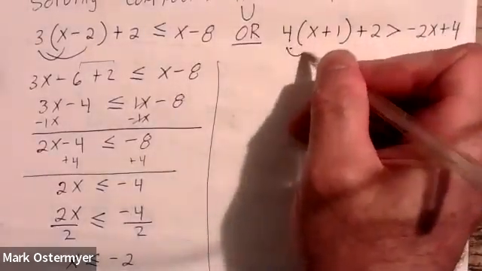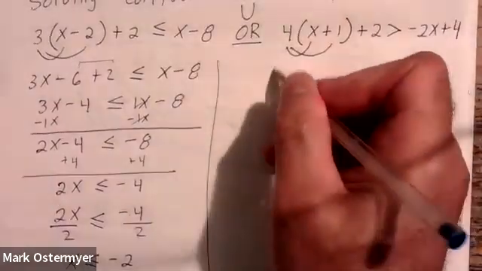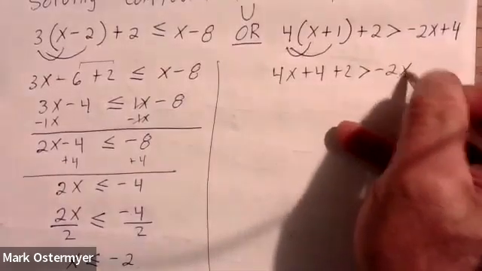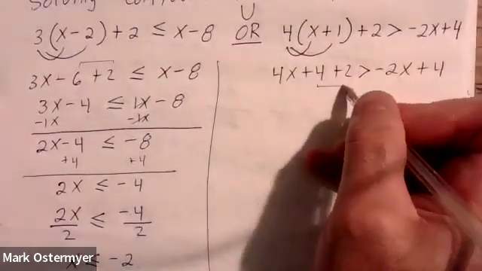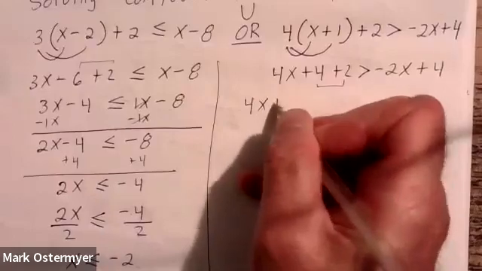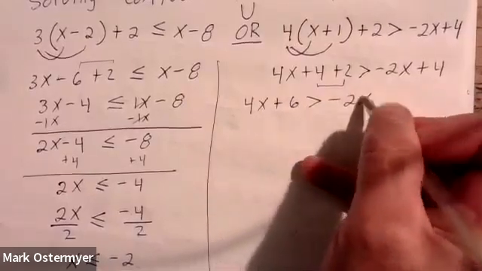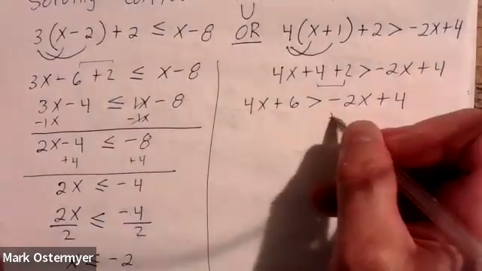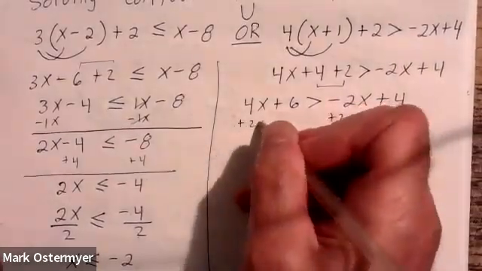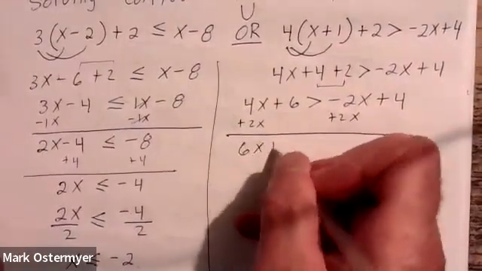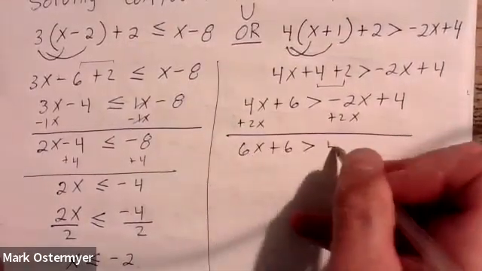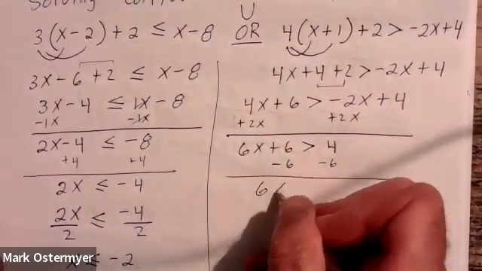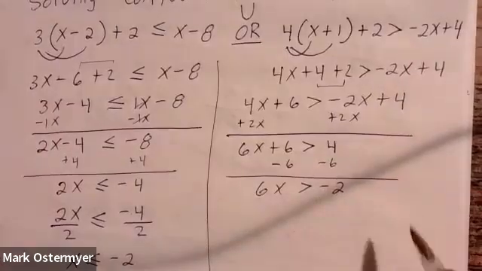To do so, I will distribute the 4 inside the parentheses. And combining like terms on the left, I have 4X plus 6 is greater than -2X plus 4. Time to separate the variables on the left versus constants on the right. To do that, I'm going to add 2X to both sides. So I have 6X plus 6 is greater than 4. Subtracting 6 from both sides of the inequality, I now have 6X is greater than -2.